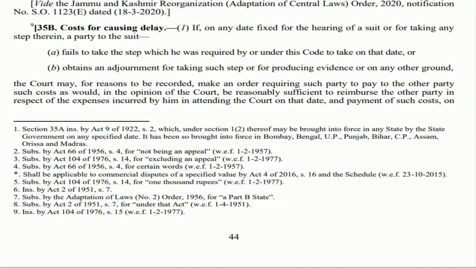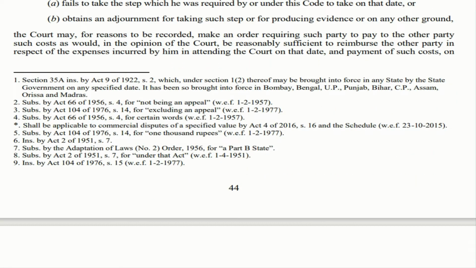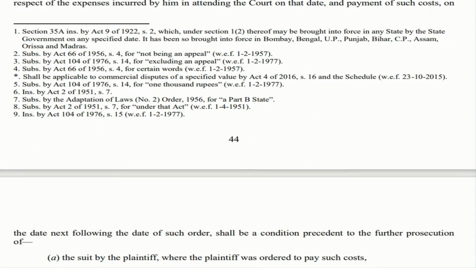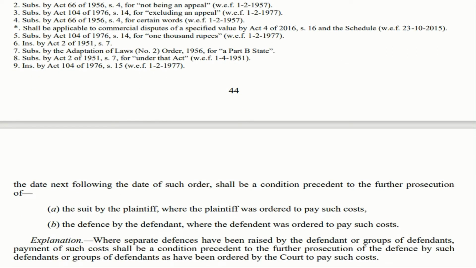Now, the question is whether merely giving cost is sufficient. Is there any other condition which needs to be imposed? So, generally, what the courts do is they ask the person to pay the cost, and they also put one more condition stating that the date next following, that is the next date, that is from the date of such order, what they should do. If it is plaintiff, if the suit is by the plaintiff, if he was ordered by the court to pay cost, or the second point is the defense by the defendant, where the defendant was ordered to pay such cost.